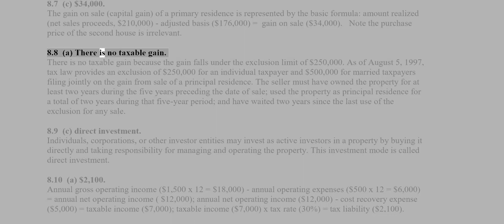8.8, A. There is no taxable gain. There is no taxable gain because the gain falls under the exclusion limit of $250,000. As of August 5, 1997, tax law provides an exclusion of $250,000 for an individual taxpayer and $500,000 for married taxpayers filing jointly on the gain from sale of a principal residence. The seller must have owned the property for at least 2 years during the 5 years preceding the date of sale, used the property as principal residence for a total of 2 years during that 5-year period, and have waited 2 years since the last use of the exclusion for any sale.